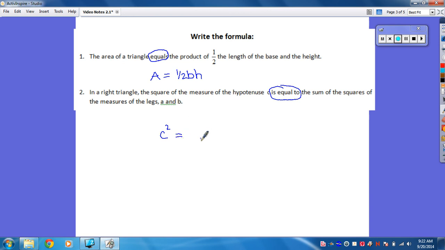The sum of the squares of A and B. Okay, so we have A with the square of A, so A squared, and we also have the square of B, and then we want the sum of those two things, so we're going to add them together. Okay, that's another formula that should look pretty familiar to you. Alright, that's it for writing equations. Make sure that you go back and watch the next video on solving equations.